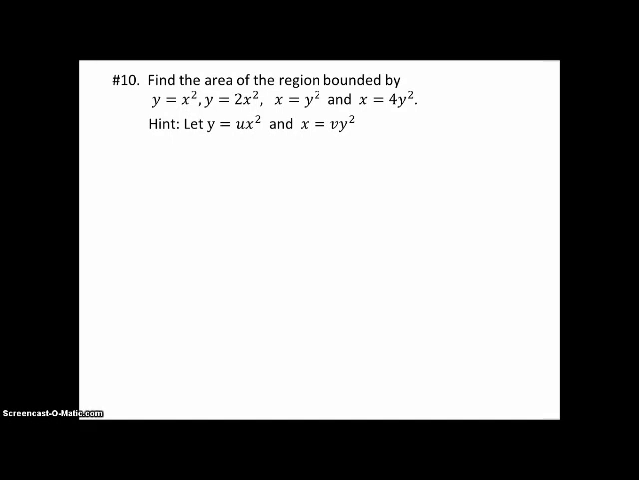To solve for x and y in terms of u and v, which is our first step, we're first going to substitute ux squared for y squared. That gets rid of y and allows us to solve for x in terms of u and v. Then we're going to substitute vy squared for x, and that will allow us to solve for y in terms of u and v.